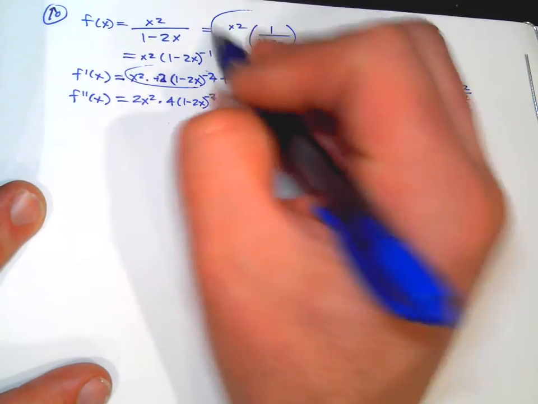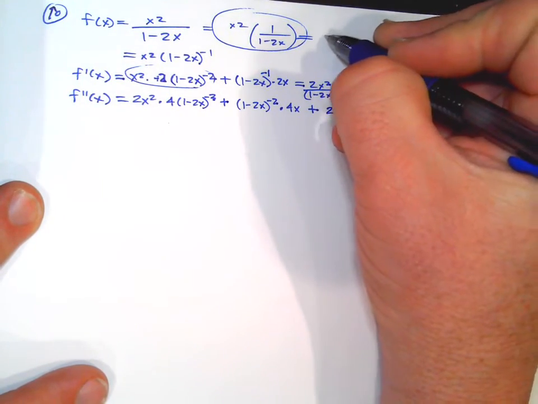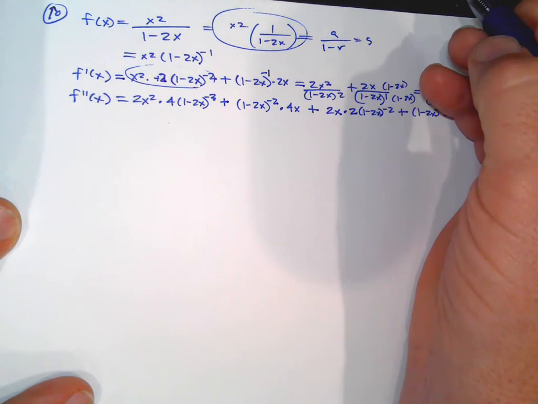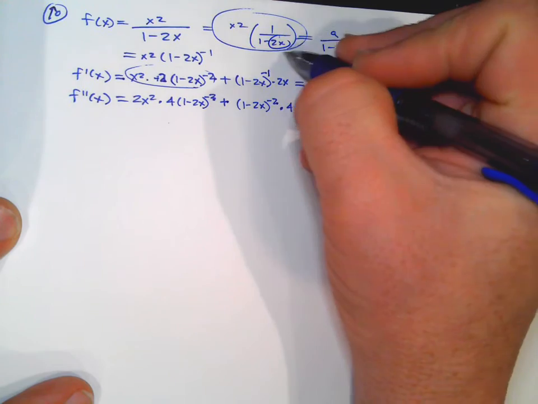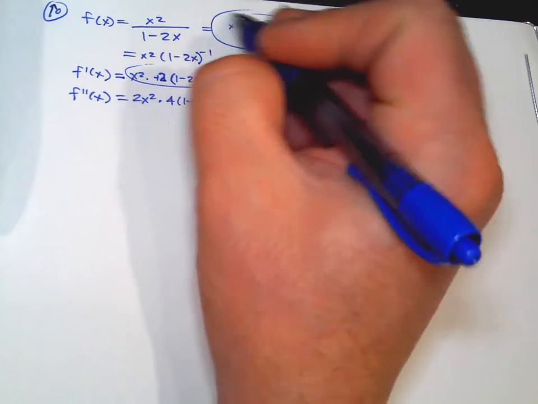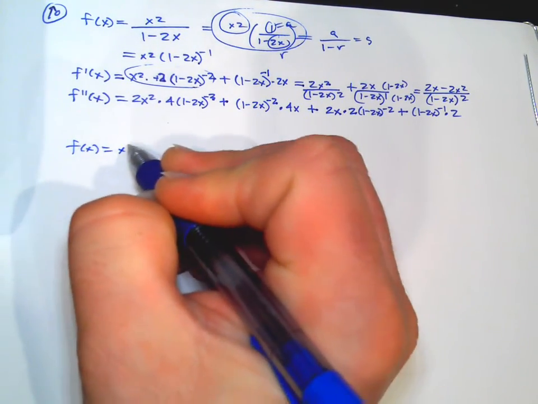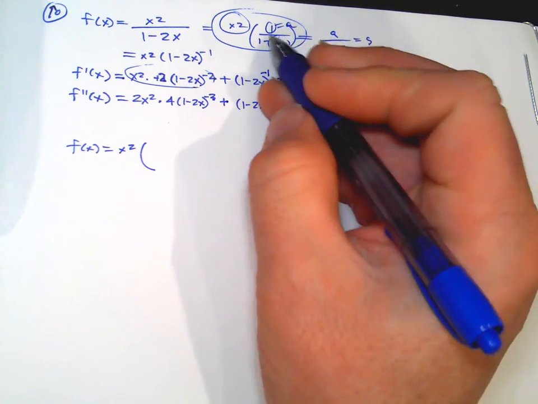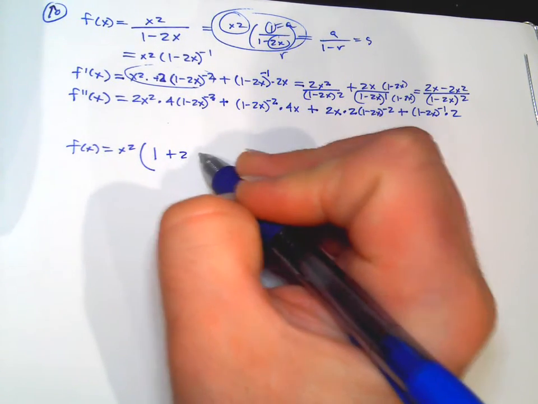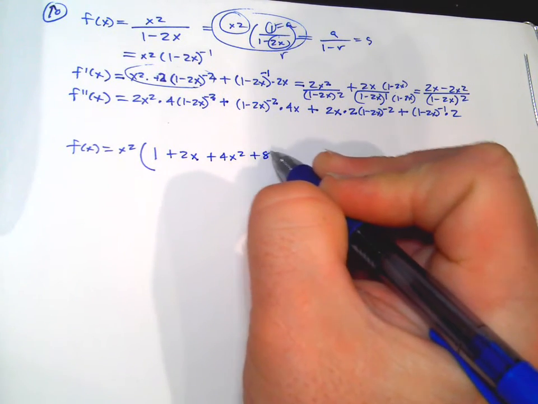Alternatively, I would take this approach and say, hey, you know what? This looks like A over 1 minus R, like the sum. This is kind of basic power series stuff. This is your R, this is your A. And then everything's going to get x squared. So f of x equals x squared times this series, which is going to start with 1, and then plus 2x, plus 4x squared, plus 8x cubed.